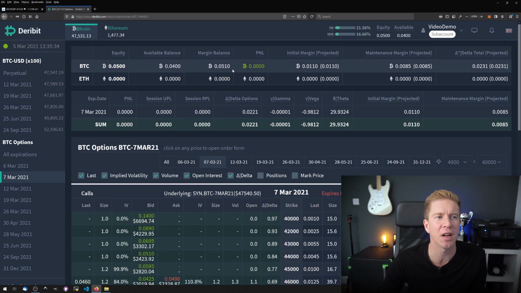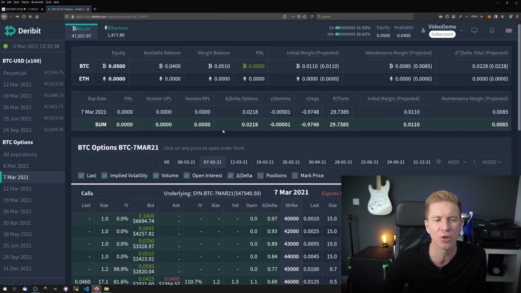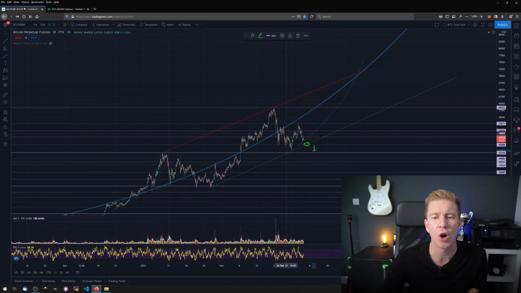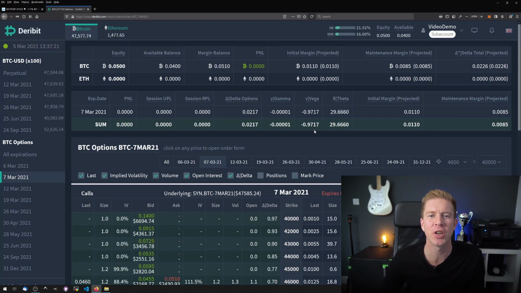Now if the price of Bitcoin does go down, if it gets into this 45K level, then the value of this option is going to go up. It's going to be more valuable because we're closer to that strike price. My profit and loss will show a loss. If the price hovers the same or increases, then I'm actually going to be making money from that. Let's leave that for now and check in a little bit later on.